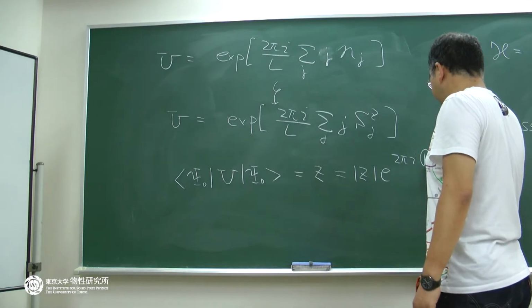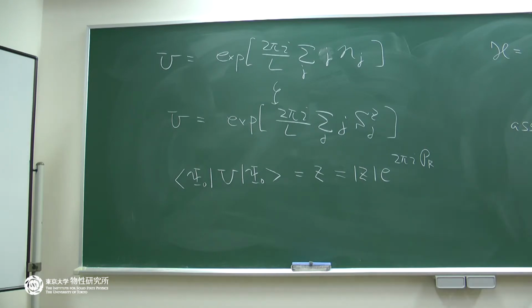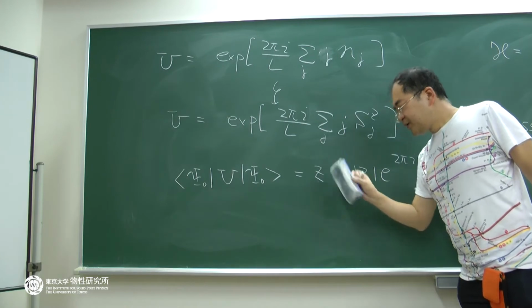In Lester's terminology, this phase part is given by P_R. The phase part defines the polarization.